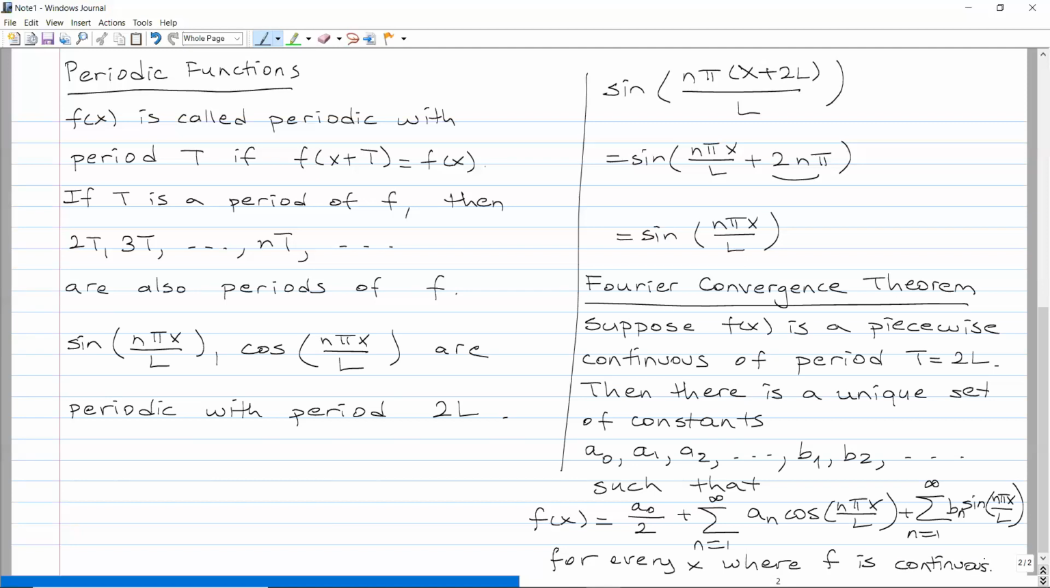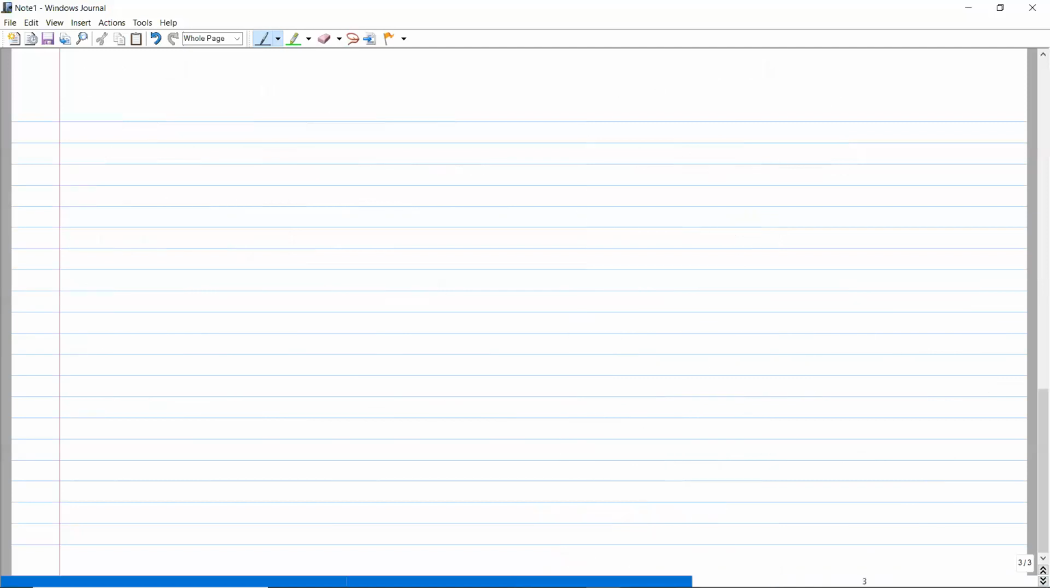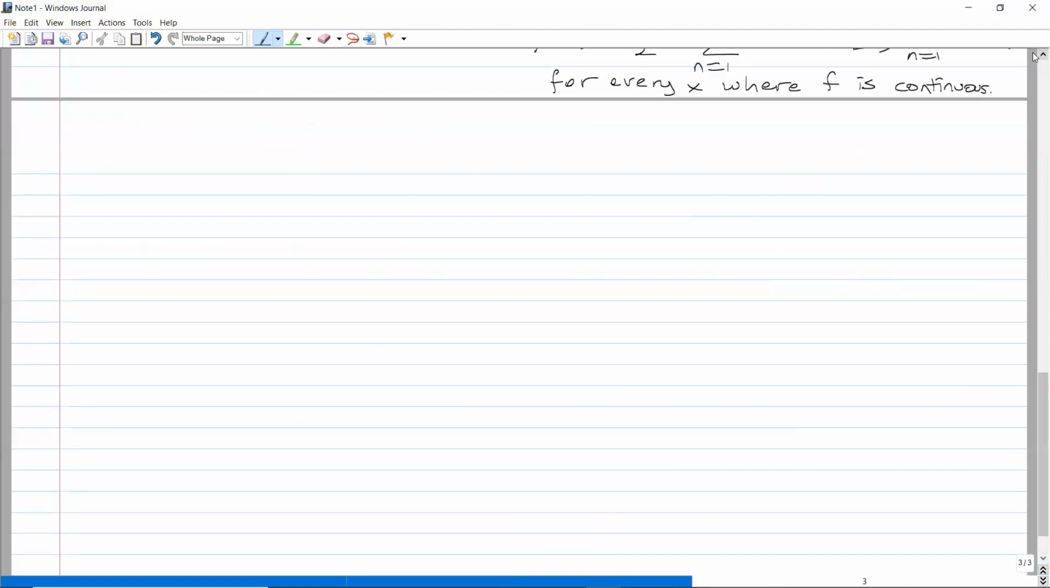So we get this Fourier series. These are called Fourier sine and cosine series. We get the Fourier series for the function at points where it is continuous. At the discontinuities, again, it cannot be just anything. We have a certain behavior at discontinuities.